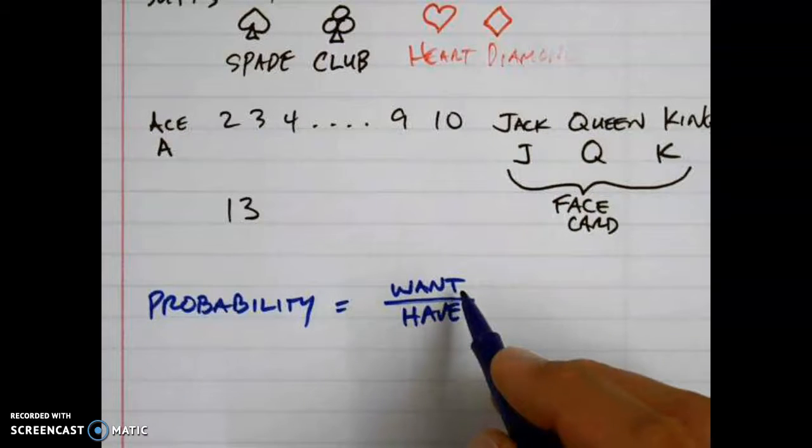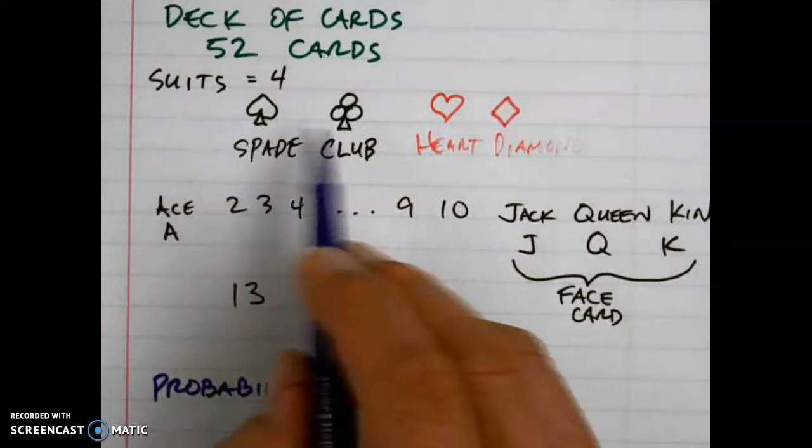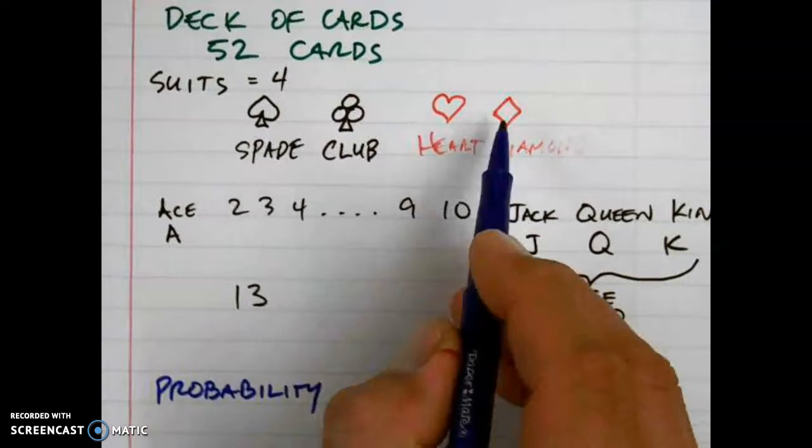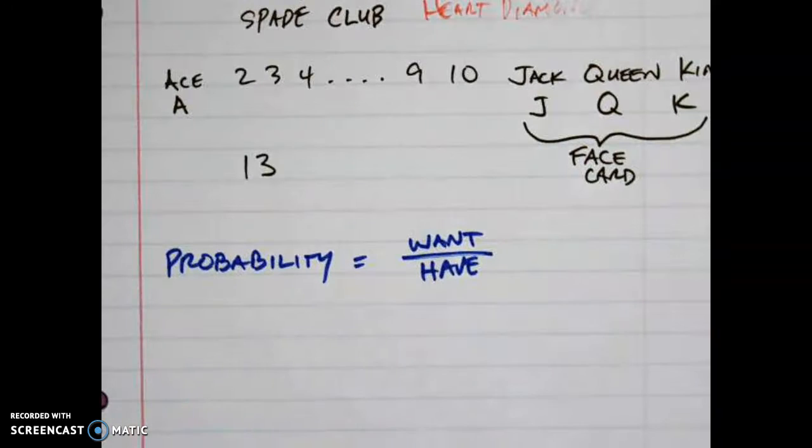What I want, let's say I want ace. How many aces are there in a deck? 4. I have an ace of spades, an ace of clubs, an ace of hearts, and an ace of diamonds. I have 4 different kinds of aces. So if I say I want an ace, I would say 4 out of 52. Make sense? Alright, so let's do that one.